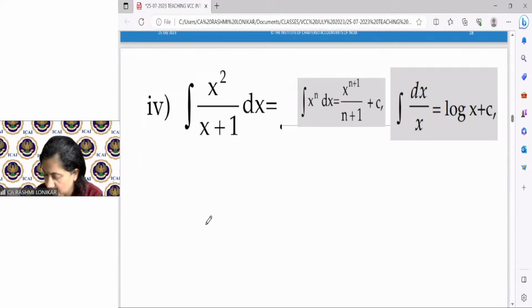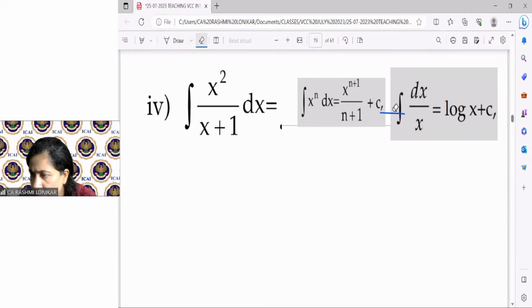Excellent, Mansi. Excellent. Now I have x square upon x plus 1 dx. Integral of x raised to n dx is equal to x raised to n plus 1 upon n plus 1 plus c. And integral of dx upon x is equal to log x plus c. So we are using these two.